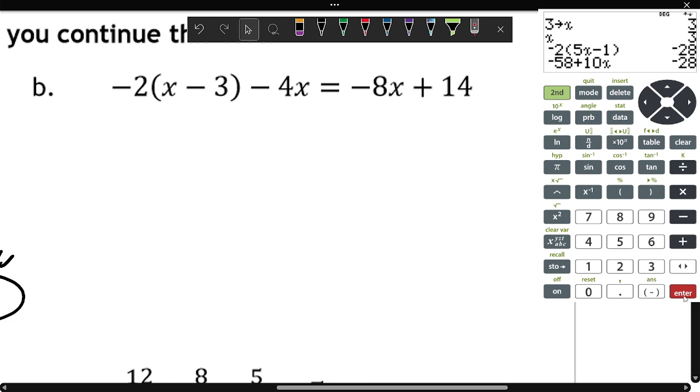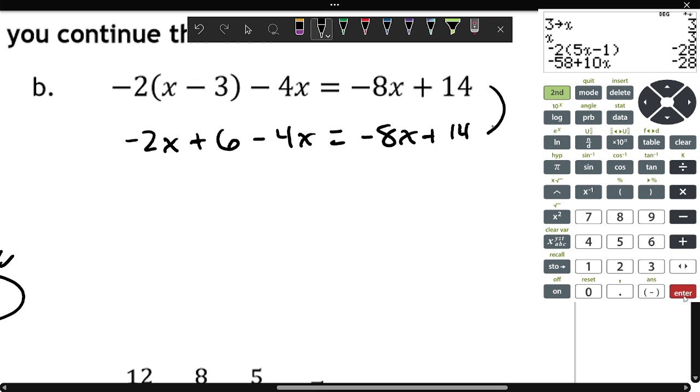Again, I'm going to do a rewrite on the left-hand side. I'm going to rewrite this as negative 2x and then plus the number 6, and then minus 4x. And on the other side, this is negative 8x plus 14. And sometimes I like to write down what did I do? I just did a rewrite. And the only thing I rewrote was the left-hand side, so I might put L.